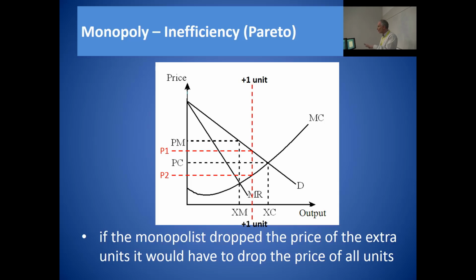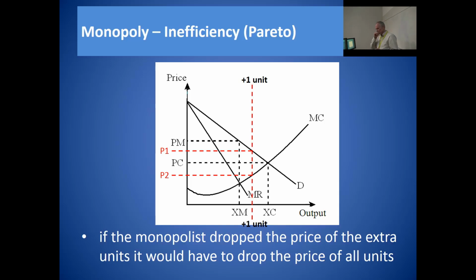So even though we've looked at this in terms of Pareto efficiency, the point that I want you to take from this is Pareto efficiency only looks at marginal units. But the monopolist isn't interested in marginal units, it's interested in all units. And if it drops the price for one unit, it's got to drop the price for all units. And hence, that's why this monopoly diagram here and the monopolised level of output is Pareto inefficient.